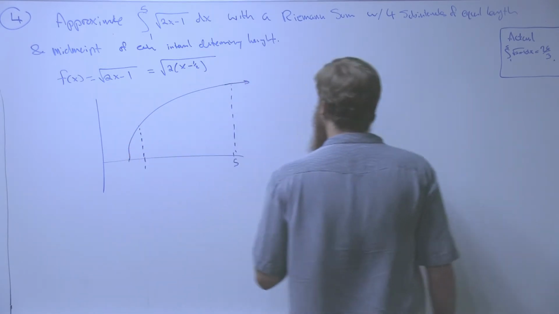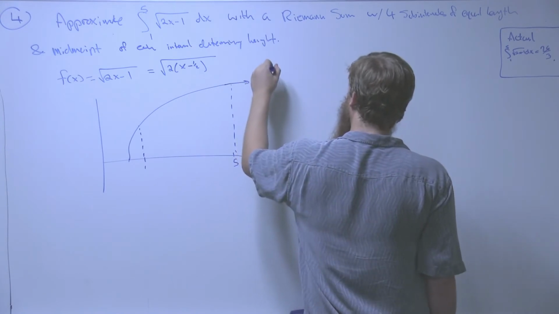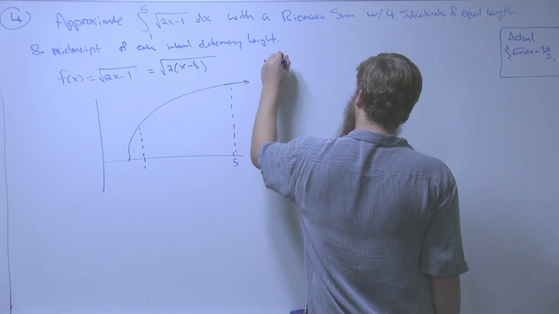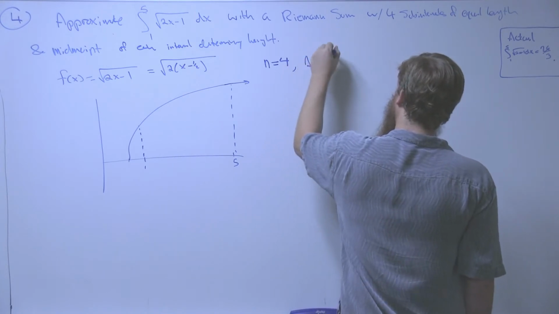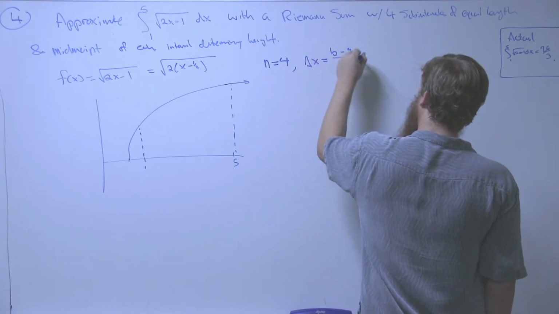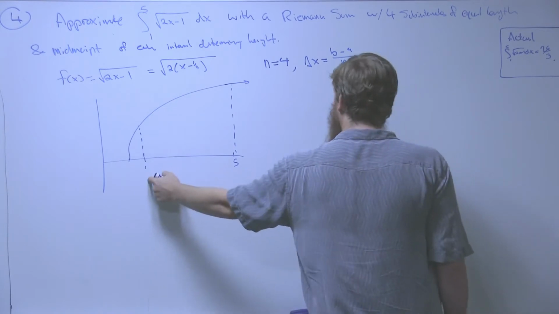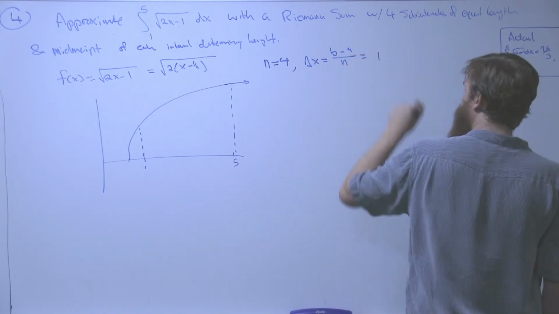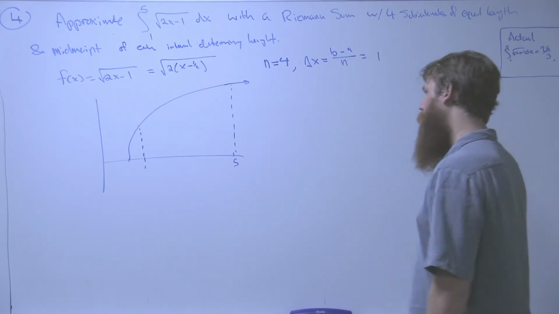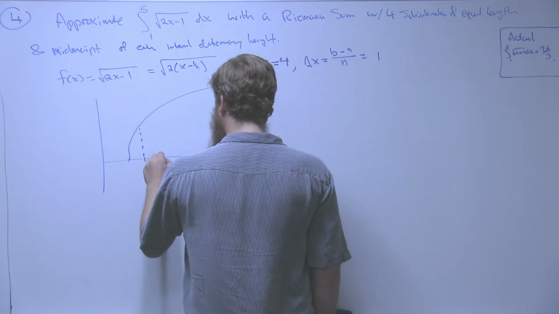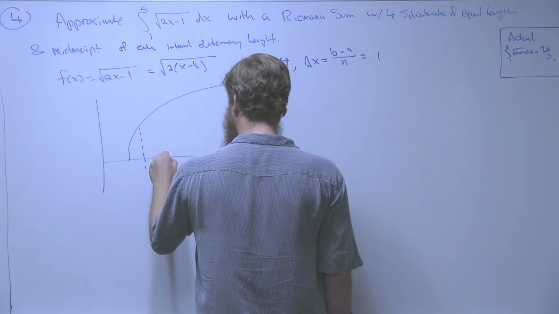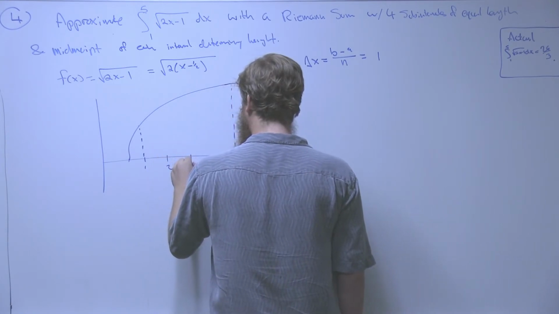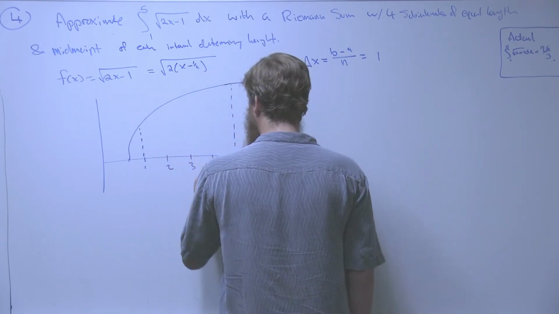first we need to figure out the width of each subinterval. So in this case, n is equal to 4. Delta x is always (b minus a) over n, so that's (5 minus 1) over 4, which is 1. So my subintervals look like 1 to 2, 2 to 3, 3 to 4, and 4 to 5. Okay?